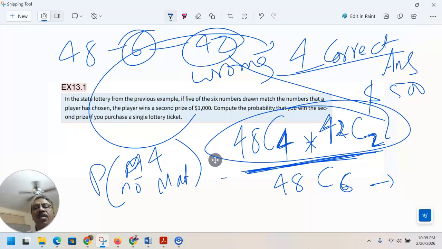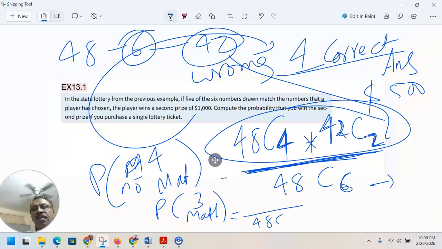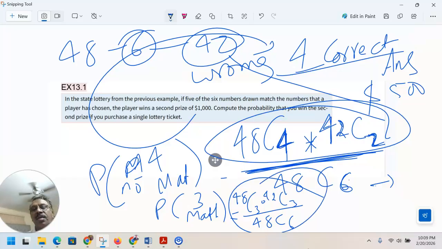And the same thing can also be used if you get three matches. So if there are three matching, you'll do the same thing, 48C6, but the top one will be 48C3, and from 42, your three are wrong. That's how you do it.